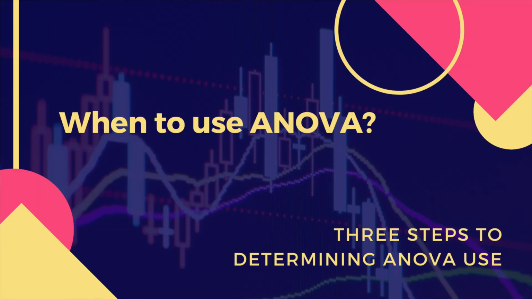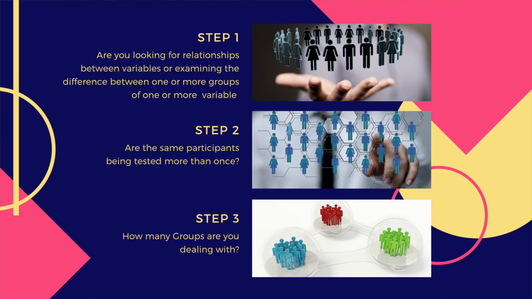So when to use Anova? There's 3 steps to determining whether Anova is the right type of test for you to judge variances. Let's look at it. So step 1, you have to ask yourself, are you looking for relationships between variables or examining the difference between one or more groups? That's really the key here. Now we can use t-tests to examine things within the same group, but Anova is great for looking at various different groups.